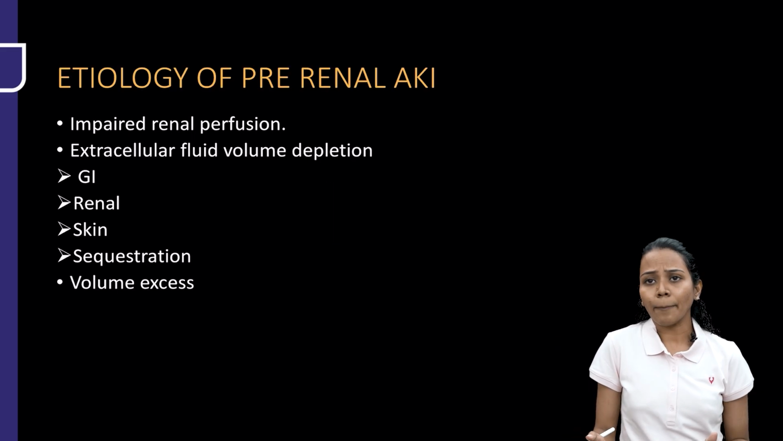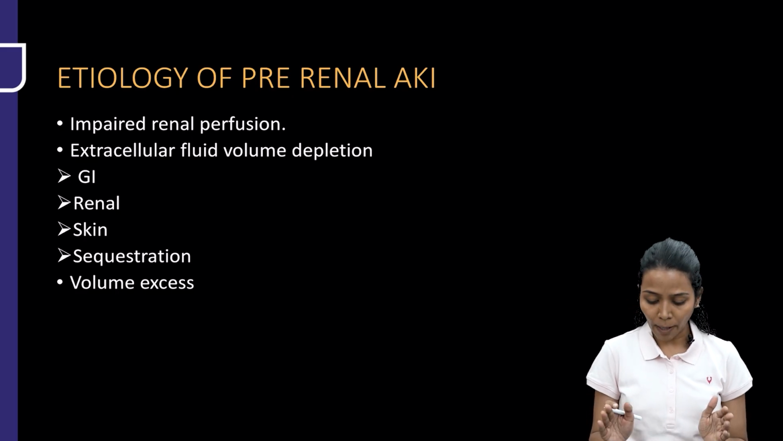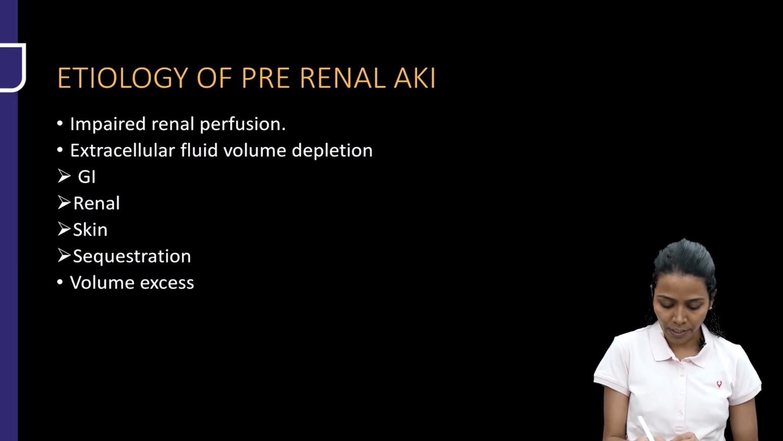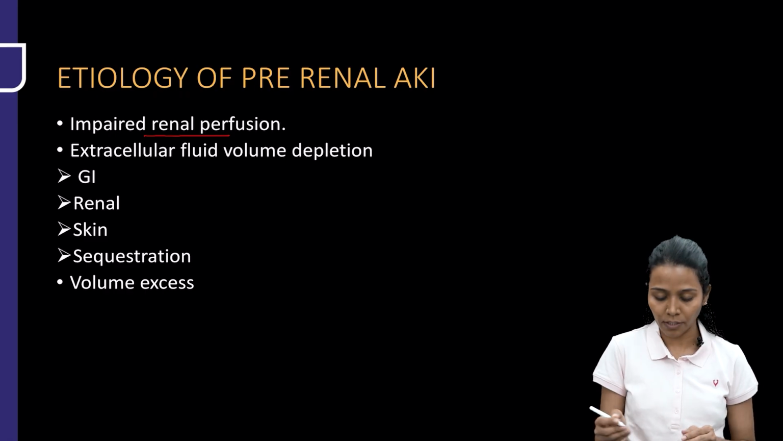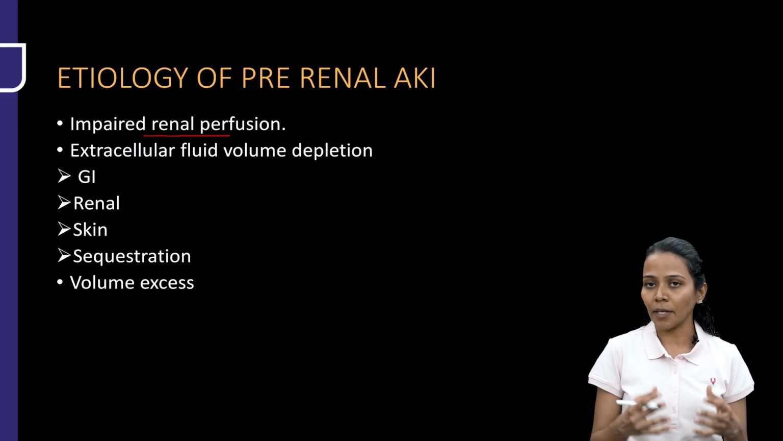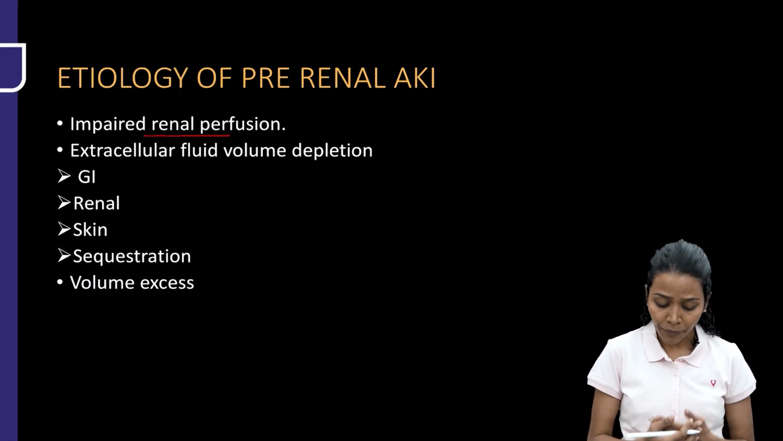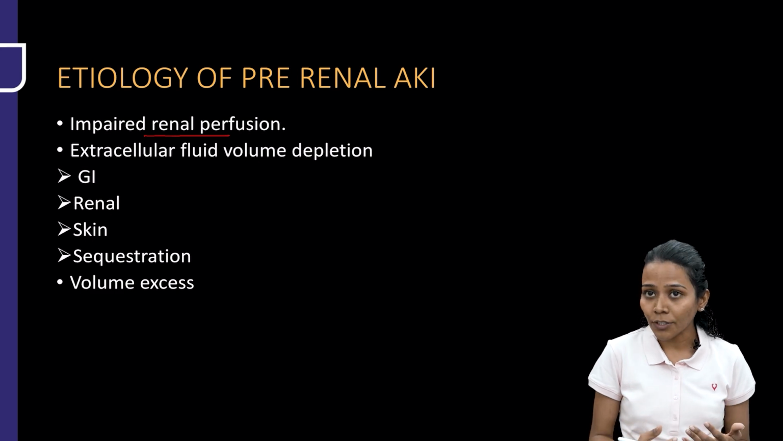Now, what happens in pre-renal acute kidney injury? There is impaired renal perfusion. This we already mentioned. Enough blood is not coming into the kidney. Okay. So why does enough blood not come into the kidney?